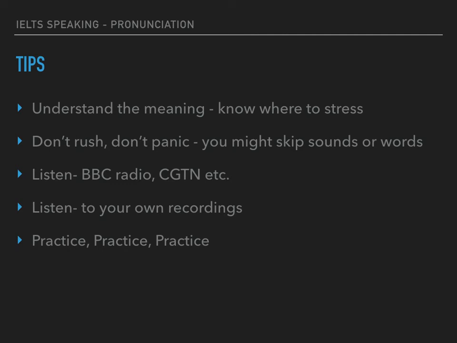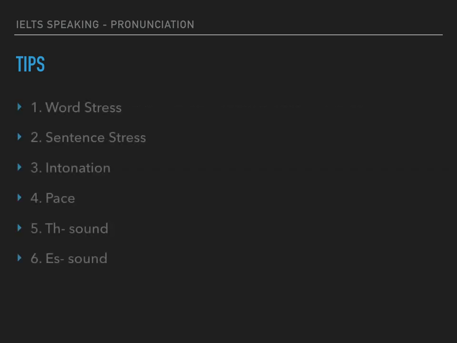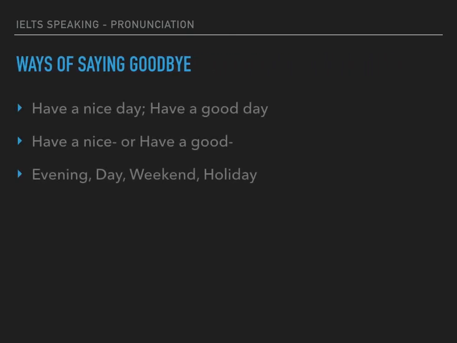To improve, you want to listen to BBC Radio or like the Chinese CGTN, which is 中央电视台英语频道. Then to improve on your own pronunciation, you might want to record yourself and listen to your own recordings and hear what went wrong. Then you practice and improve from where you went wrong. So we talked about word stress, we talked about sentence stress, we talked about intonation, pace, the th sound, and the es sound.